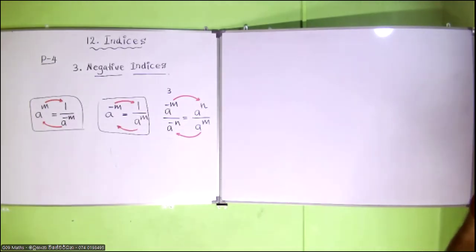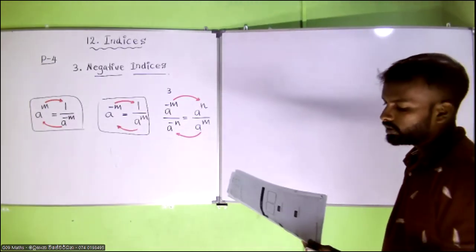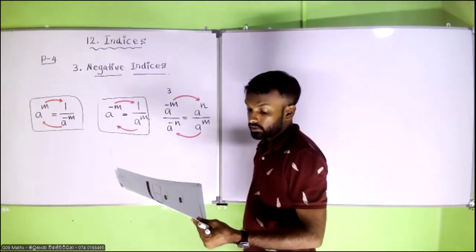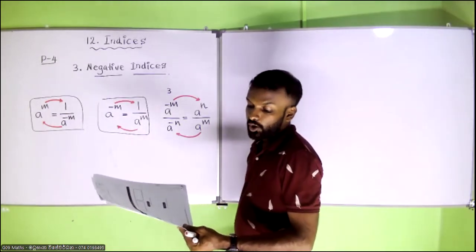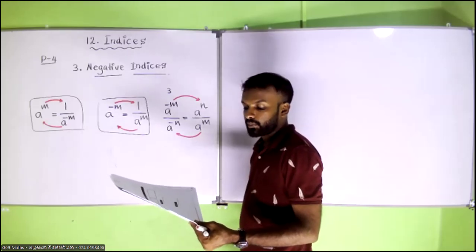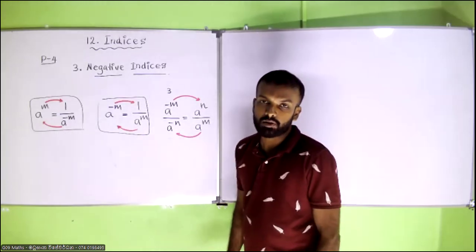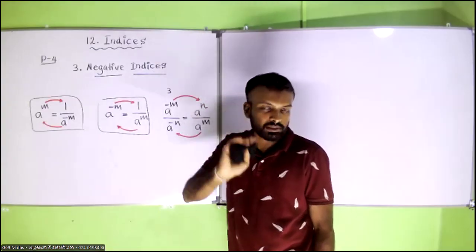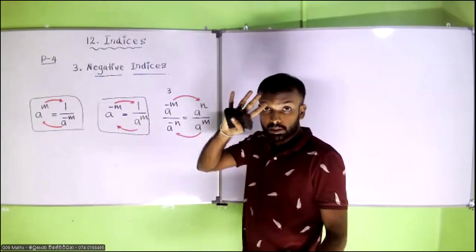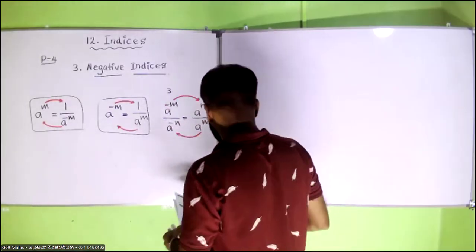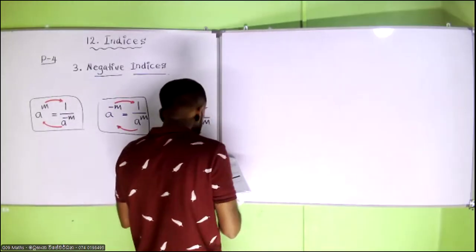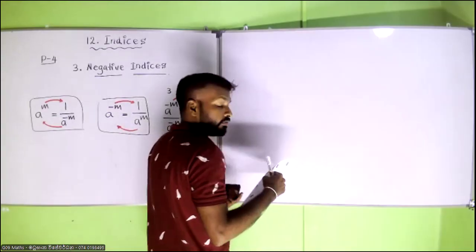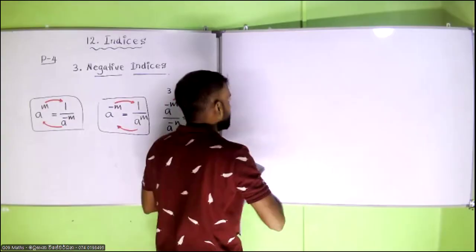Example number 1, example number 2, example number 3, example number 4: obtain positive power. Please think a little bit. Do all 4 examples. And when you finish writing, please send me the answers.